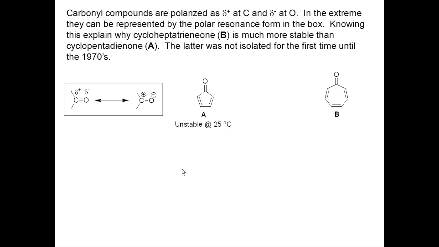Okay, let's look at one other case here. Carbonyl compounds are polarized as partial positives at carbon and partial negatives at oxygens. In the extreme, we can represent them by the polar resonance form in the box shown here. Okay, normally this is not a good resonance structure, but it explains the reactivity of a carbonyl system very well. Okay. All right, so which of these compounds, A or B, is more stable?